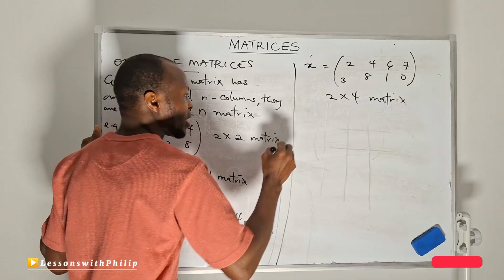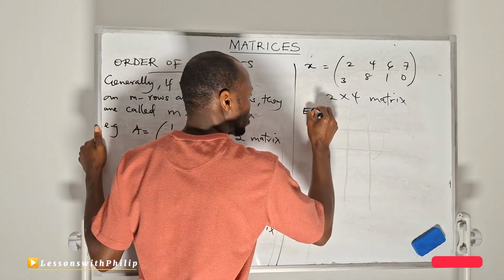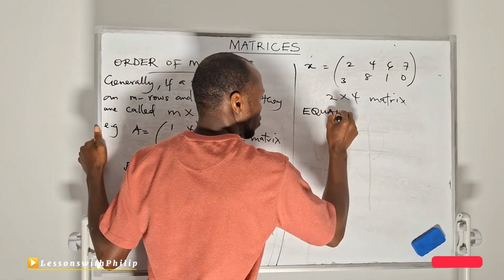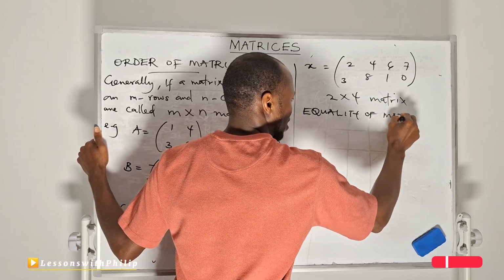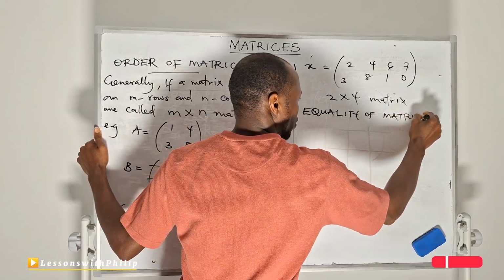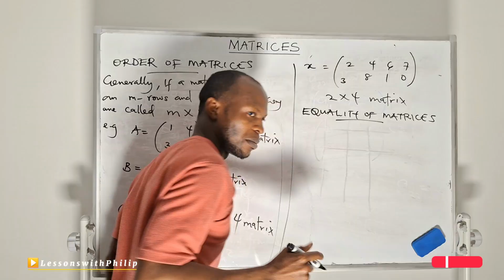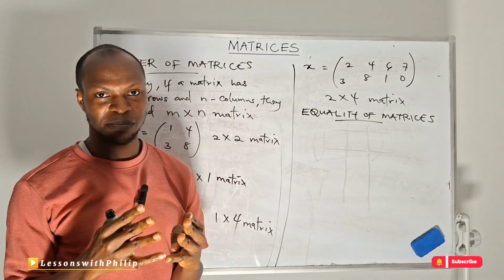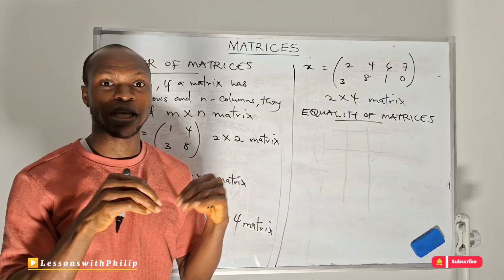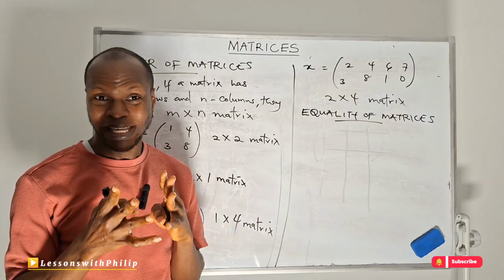Okay, let's go. Let's talk about equality of matrix. And probably maybe that's where we're going to end the class today. Now, two matrices are said to be equal when they have the same shape, the same size, and even when all the elements in both matrices are equal. Let me write it.